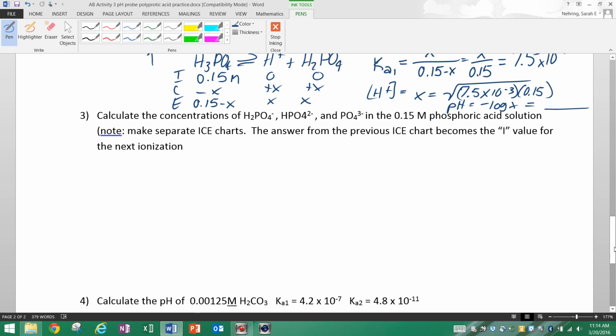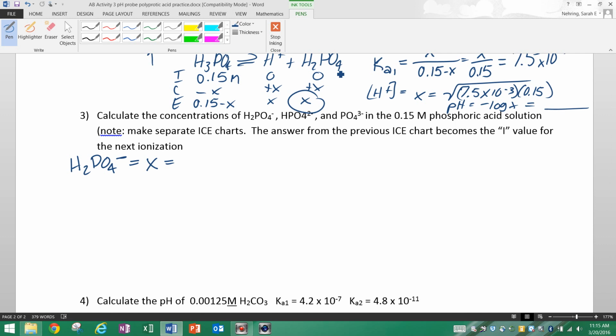Okay, and basically what this means is, well, we already kind of found, let's look above. So H2PO4 minus, do we know the concentration of it? Yeah, that actually is the same as X from the previous problem. See right here? This is the concentration of H2PO4 minus. So let's plug this in our calculators really quick, because we'll need this to go on.